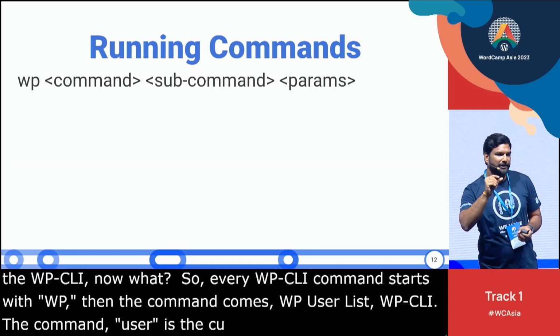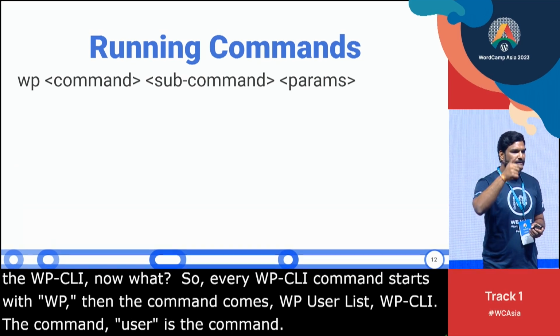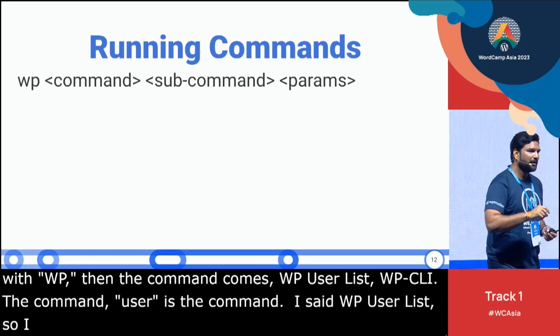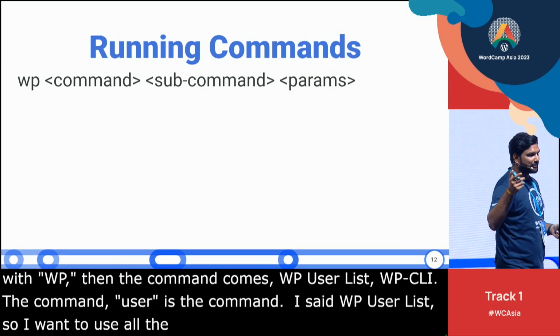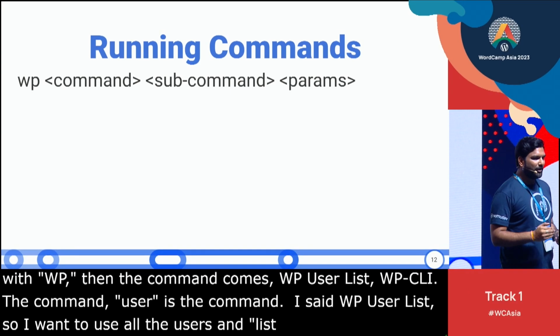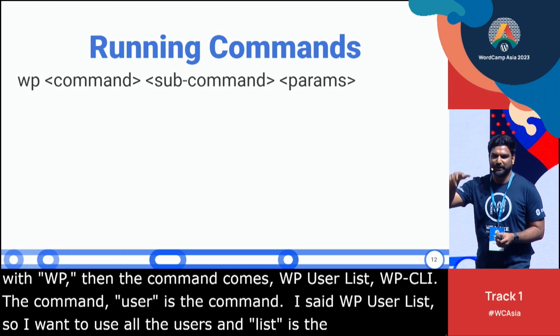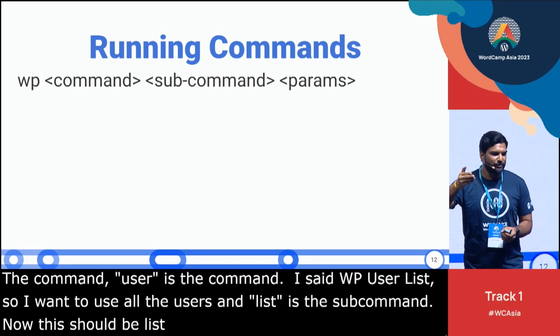So I said WP user list. I want to list all of the users. So the command is user, and list is the subcommand. Now, this should be listing all of the users, right?